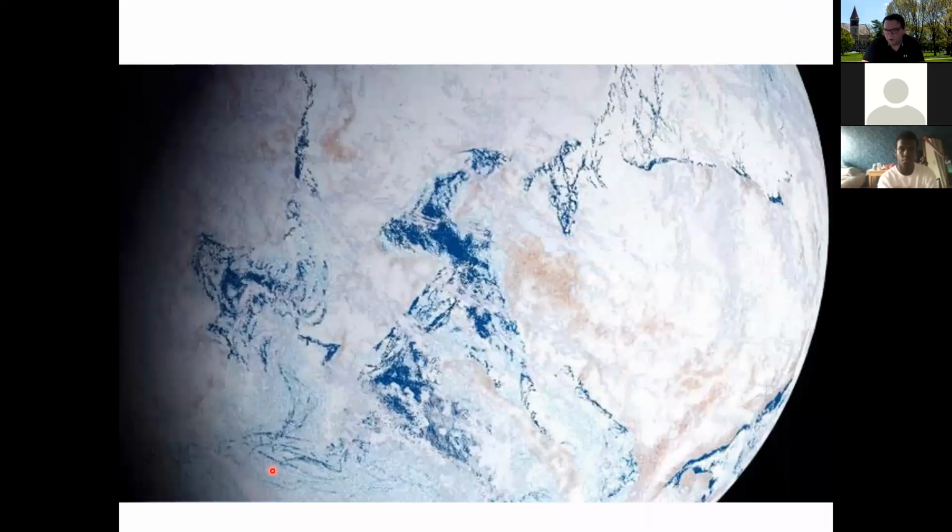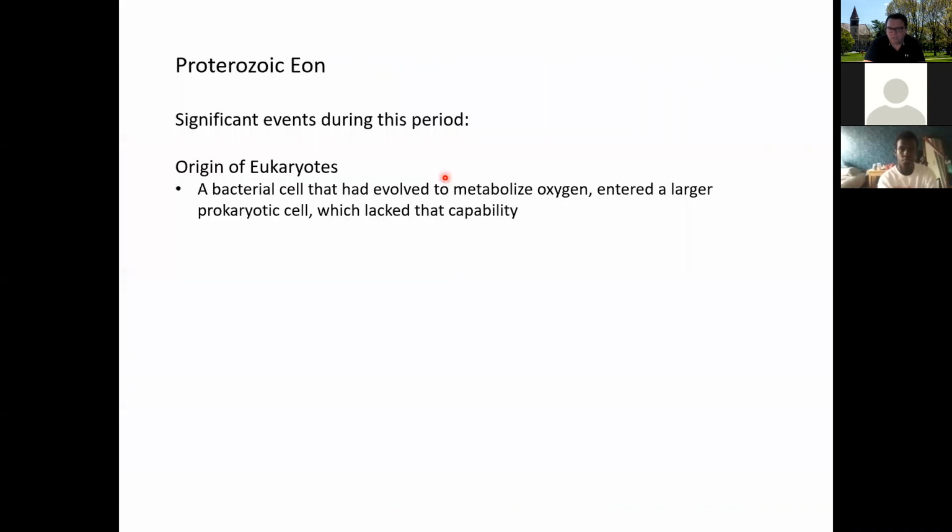So here's an artistic rendering of what ice house or snowball Earth may have looked like. There are limited areas where there's not frozen oceans where life is sustained, but probably had some significant challenges and had to evolve during this. To be clear, snowball Earth was during the Proterozoic. I just lost track of the time in my head. I'll get back to you about that.